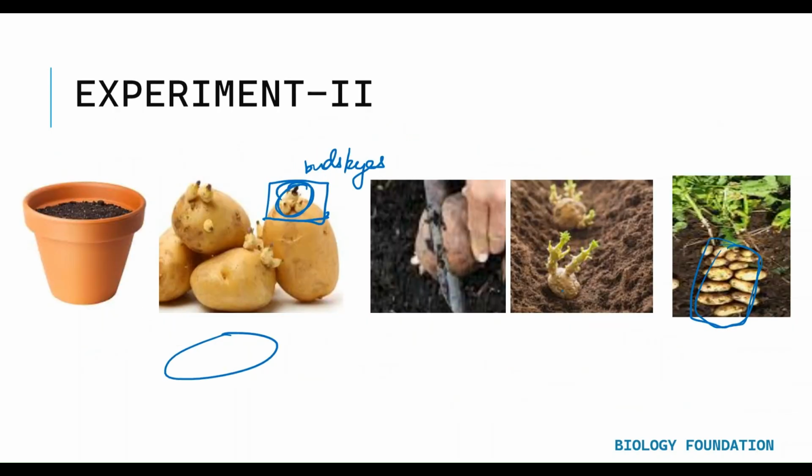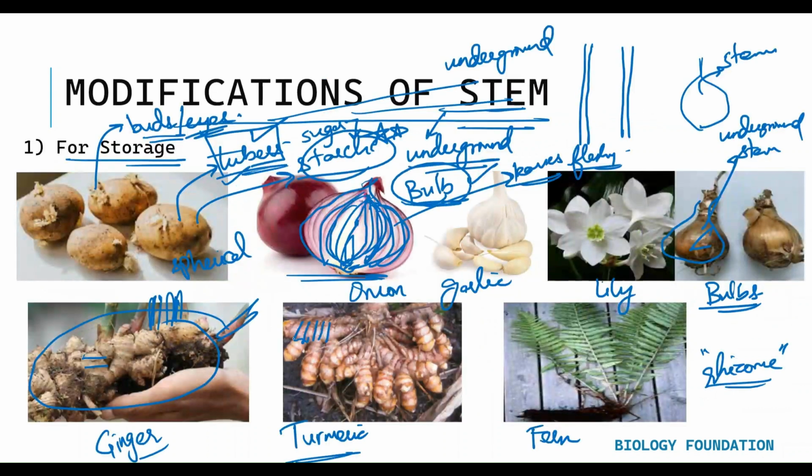And one more thing that I forgot to explain, when you study about rhizome, here the stem is growing horizontally in the soil. Usually we know that in a plant the stem grows vertically above the soil, but here the stem is underground. It's growing horizontally. And here the stem has nodes and internodes.